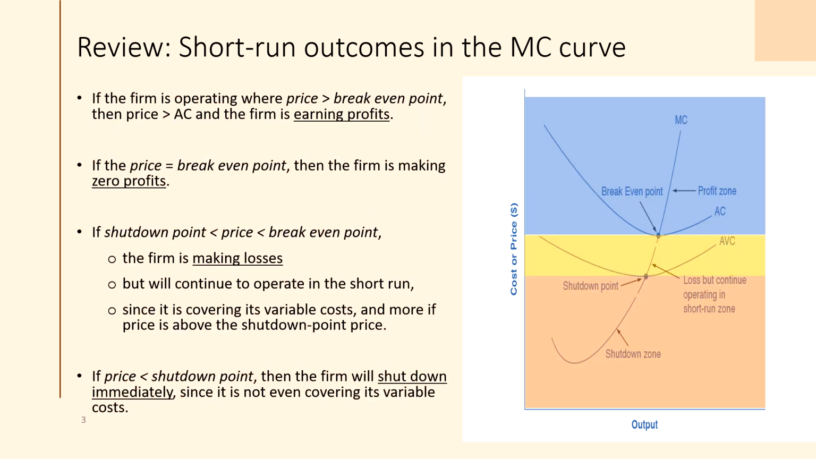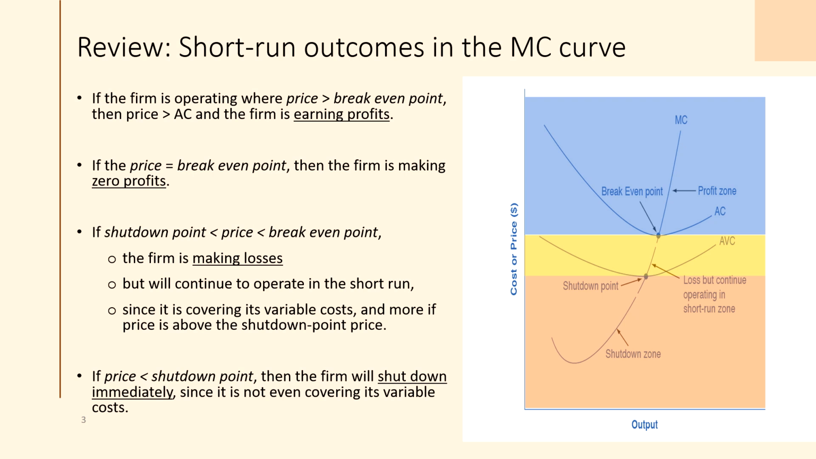Now let's interpret these conditions more carefully. If the price is greater than average cost, the firm earns profit. The blue shaded area indicates the profit zones. If the price equals average cost, the firm earns zero economic profit. If the price is between the shutdown point and the break-even point, the firm is making losses.